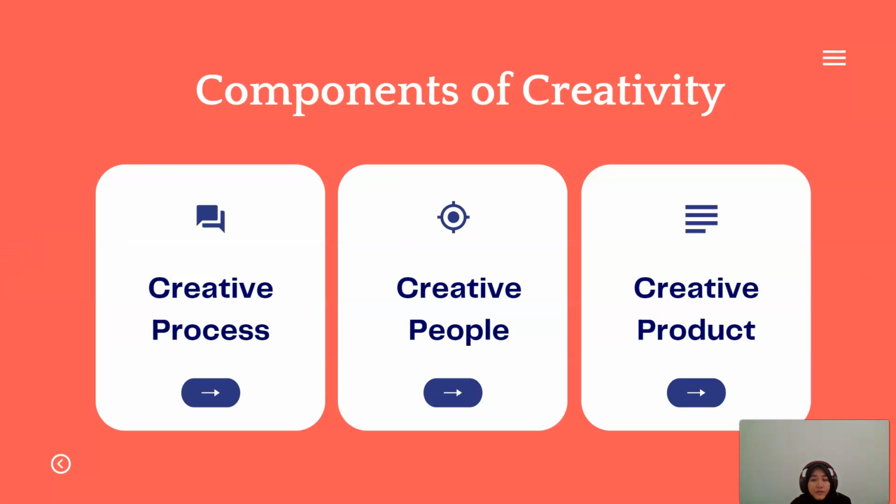So what are the components of creativity that we have in order for us to create the creative process or creative thinking environment? First you need to have the creative process, and then we need to have the creative people, and also at the end we need to have the product. So basically last week we discussed the creative people. Today we will look at the creative process. What are the processes and tools that support us in creating a creative product.